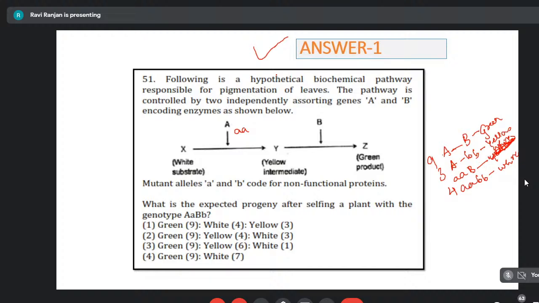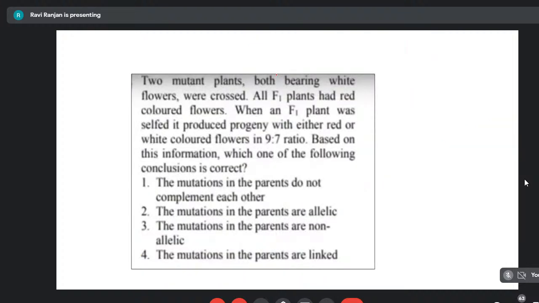Very good. Now this is the next question to you. Two mutant plants, both bearing white flowers, were crossed. All F1 plants had red flower color. F1 plants were selfed to produce progeny with either red or white color in the ratio 9:7. Whenever a 9:7 ratio comes, what does it mean? Double recessive, complementary. Very good.